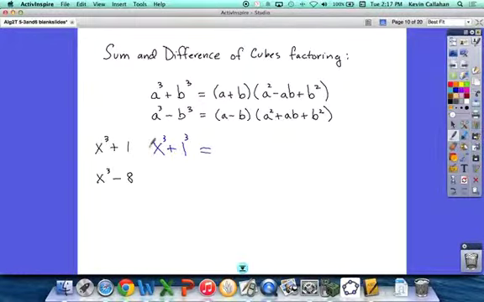In our problem, what is it that represents the a and what is it that represents the b? The x equals the a and the b is 1. So in this formula, everywhere you see an a, substitute with an x. Everywhere you see a b, substitute with a 1. Right, so that'll look like x plus 1 times x squared minus 1x plus 1 squared. Right, just substituting for x and 1.